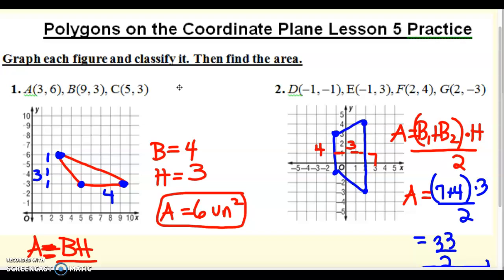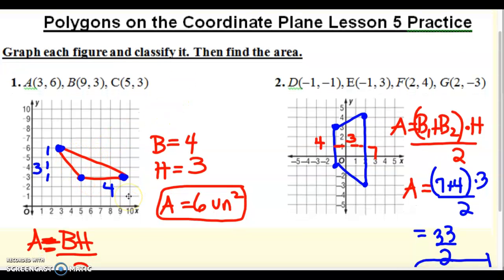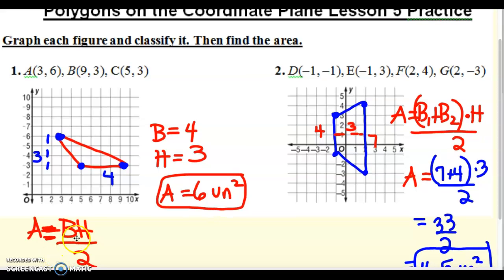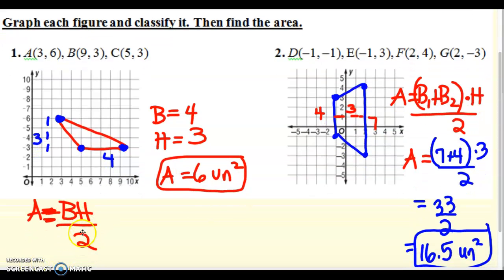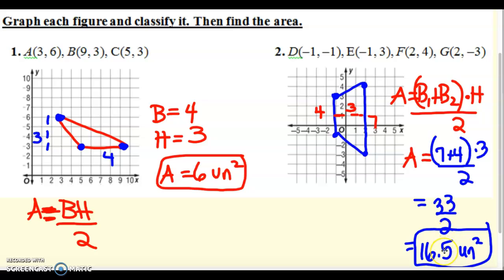Okay, so the answer to number 1, this was a triangle, and the formula for the area of a triangle is base times height divided by 2. I plugged those numbers into the formula, and I got 6 units squared, because the base was 4 and the height was 3. Number 2 was a trapezoid. The bases were 7 and 4, and the height was 3. Here is the formula. When I plugged in those numbers, I got 16.5 units squared. Please feel free to pause the video at any time to go back and look at a problem again, or carefully look at my work shown, whatever you need to understand what I did.